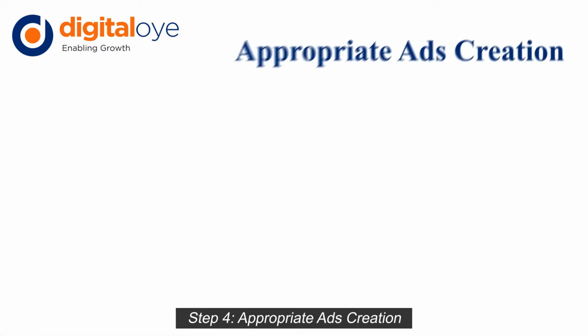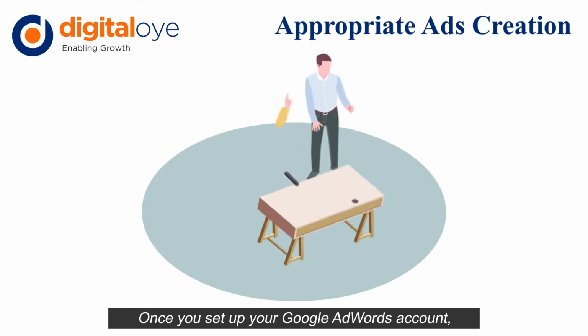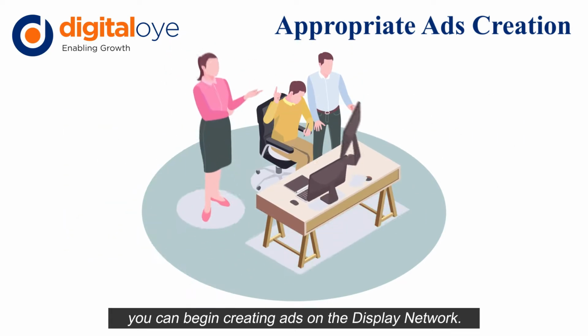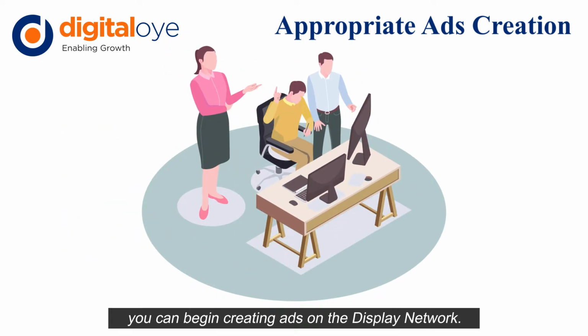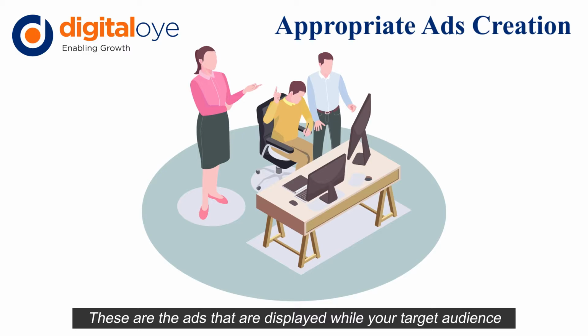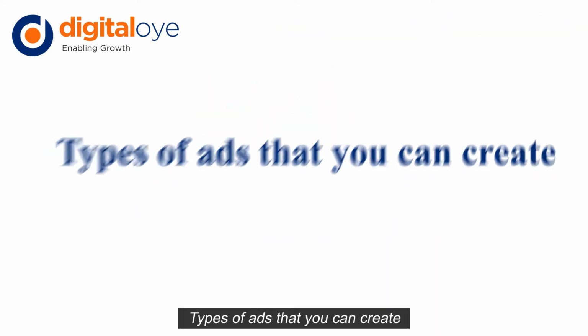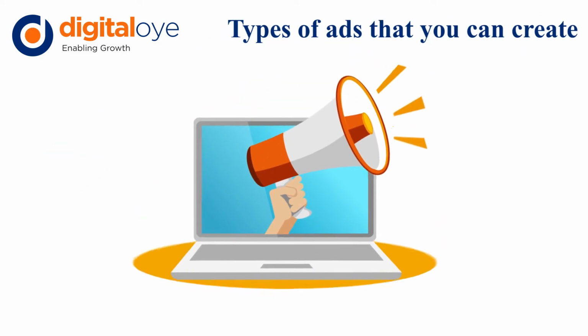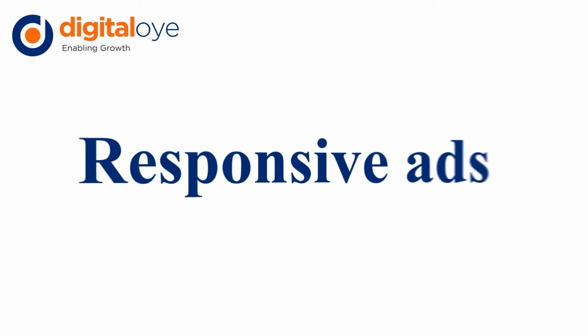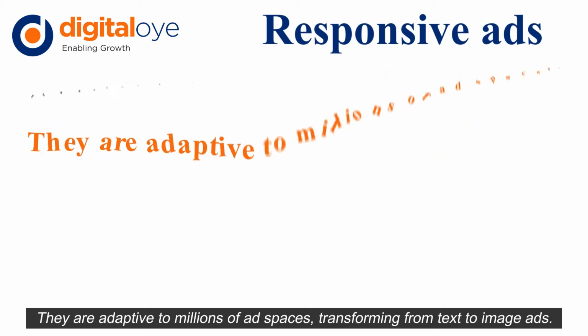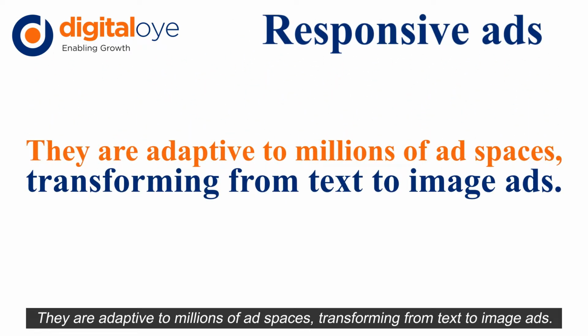Step 4. Appropriate ad creations. Once you set up your Google AdWord account, you can begin creating ads on the display network. These are ads that are displayed while your target audience is browsing the internet using websites or third-party apps. Types of ads that you can create can be responsive ads. They are adapted to millions of ad spaces, transforming from text to image ads.